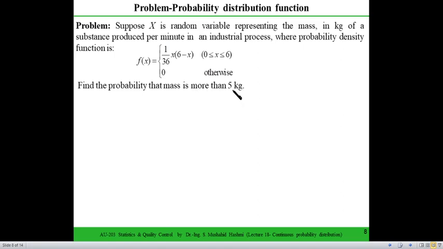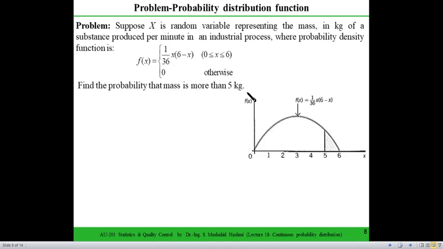Your random variable, the mass of a substance in kilograms per minute of an industrial process, can take any number. So we have to calculate the probability when the mass is greater than 5 kilograms. If you draw this function, because it is a parabolic function, you can draw it. When x is 0, you are here. When x is 6, you are here. And when x is 3, you have a maximum here. So you have this sort of curve, and your valid range always lies between 0 and 6. Anything less than 0 has no meaning, and anything greater than 6 has no meaning.